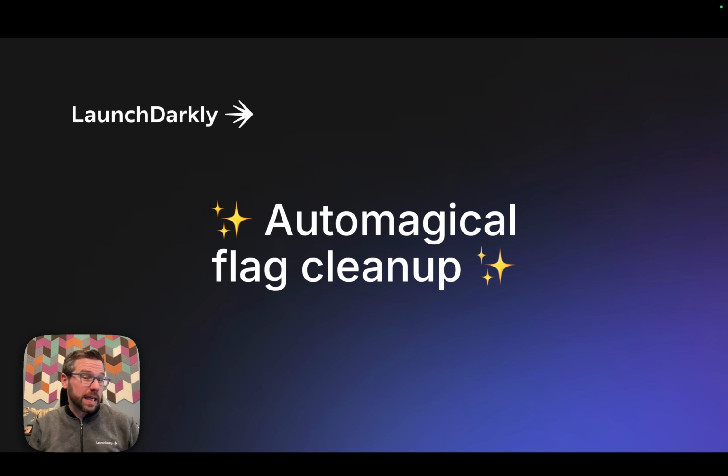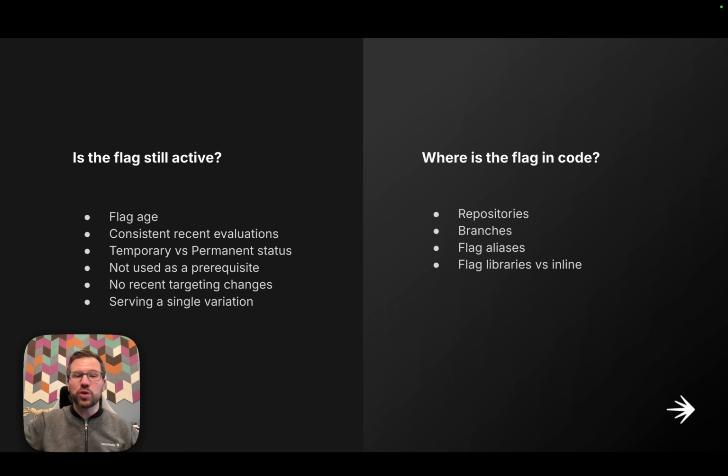But before I show you the easy button, let's talk a little bit about these signals that we are automatically checking for you to make sure that we are responsibly deprecating these flags. Category of signals number 1, on the left, is the flag still active? These are checks like whether the flag is serving different variations to different audiences, whether this flag is being used as a prerequisite, so archiving it could break a downstream dependency, or whether the flag has made targeting changes recently, which indicates it's still active in some way.